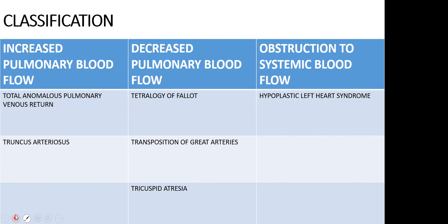Then we have obstruction to systemic blood flow. Basically, in hypoplastic left heart syndrome, the left heart is hypoplastic because either the mitral or the aortic valve is atretic or stenosed. Because it's poorly supplied with blood, it becomes hypoplastic and is not functional. Therefore, there's reduced blood supply into the systemic circulation because the aortic valve is atretic or stenosed. So this is what we place under obstruction to systemic circulation: hypoplastic left heart syndrome.